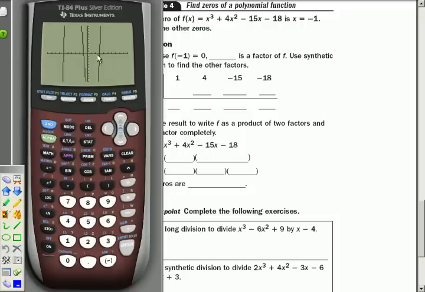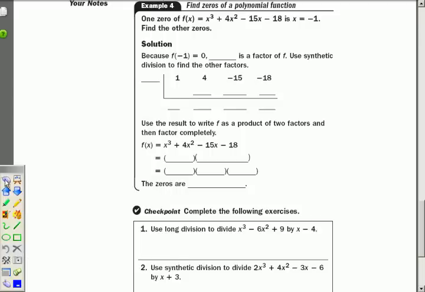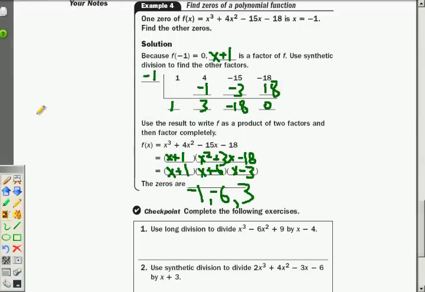Negative 1, 3, and negative 6. Well, if it goes through those, then I have x minus negative 1, x minus negative 6, and x minus 3. Well, does that look familiar? Yeah, it's right there. Same thing. Minus minus makes a plus. Just one more way that you could have found that.